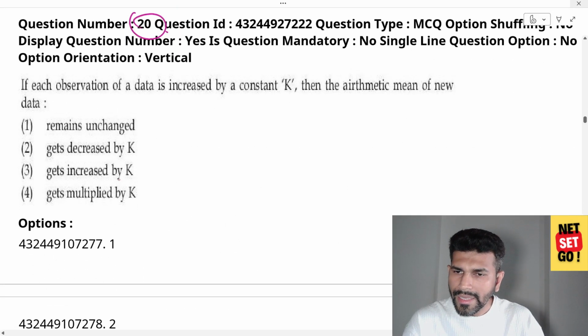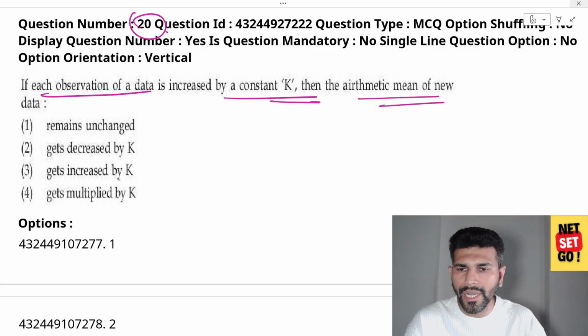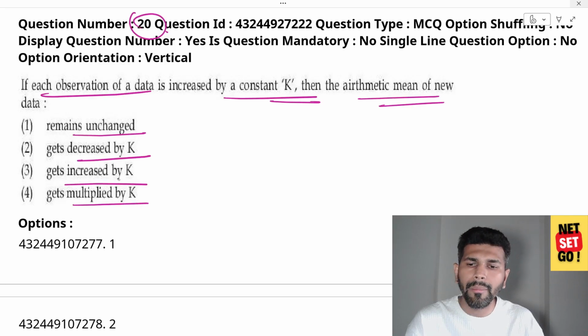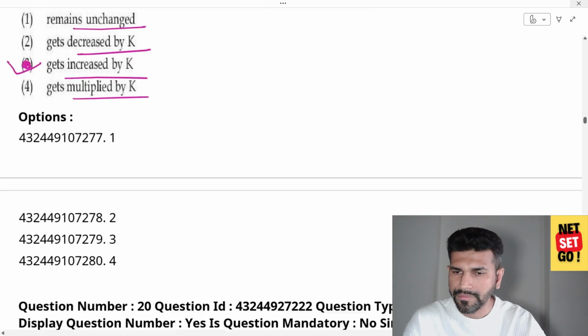Next, in each observation of data, if each observation is increased by a constant k, then the arithmetic mean of the new data will remain unchanged, get decreased by k, increased by k, or multiplied by k. So if the data is increased by a constant, the arithmetic mean also increases by the constant. So option 3 is the correct answer.